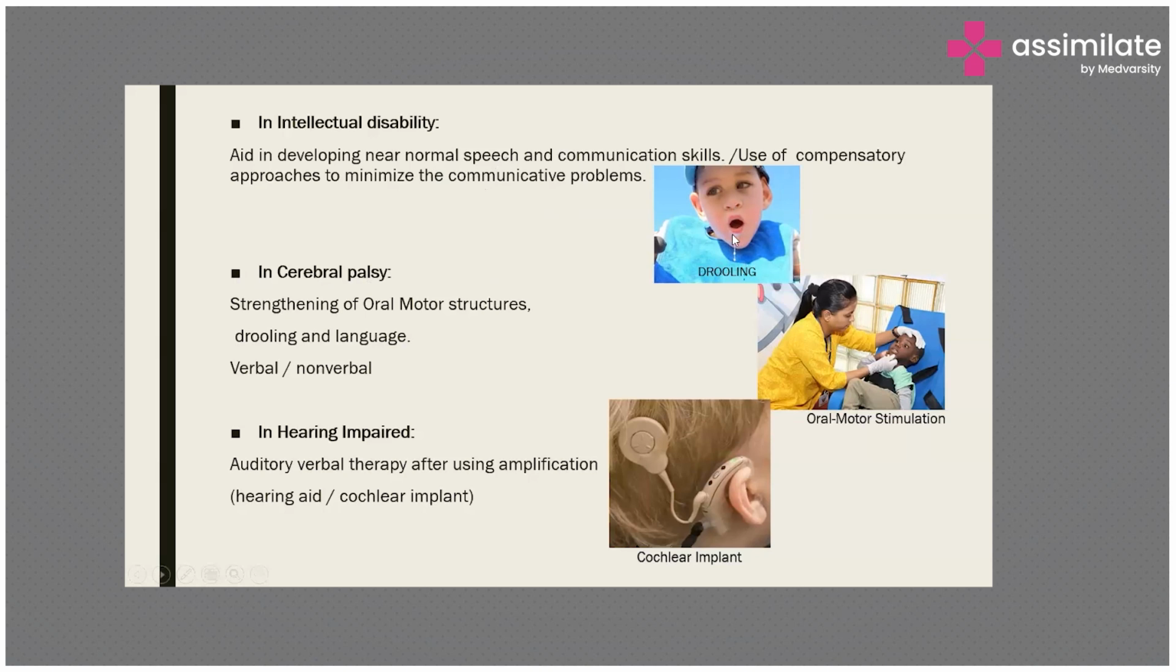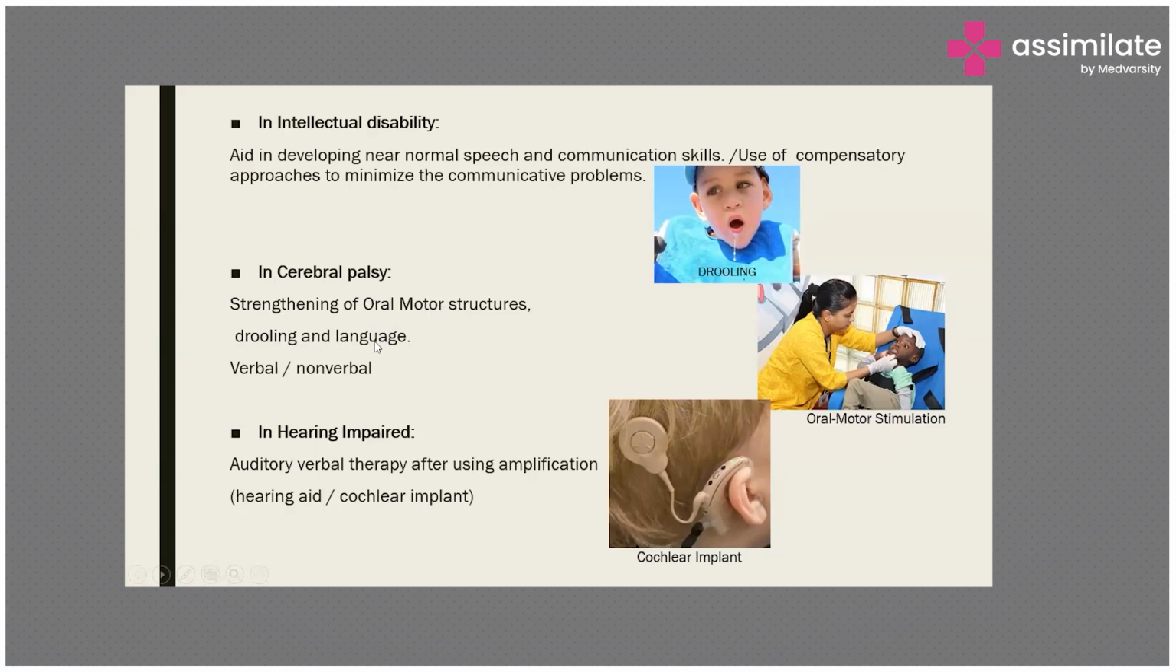So we work on the oromotor skills of the child. Here you can see a therapist doing a sample of the oromotor massage. Of course, it's a picture, but you can see how the therapist is working. We work on strengthening of oromotor structures, we work on drooling, and we even work on language, because sometimes kids with CP also lack language. So language is also worked upon, and similarly in play-based therapy.